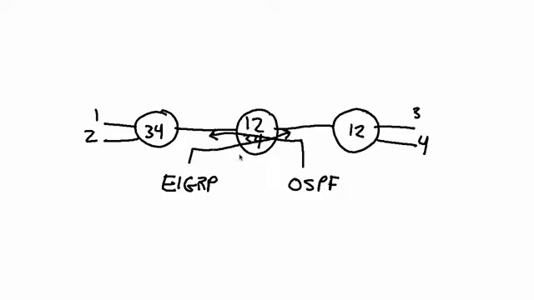Now that being said, maybe you don't want to redistribute all of your routes. Redistribution can be filtered. So let's say we just wanted to filter out one of those routes and we only wanted to share route 3. You can do that.